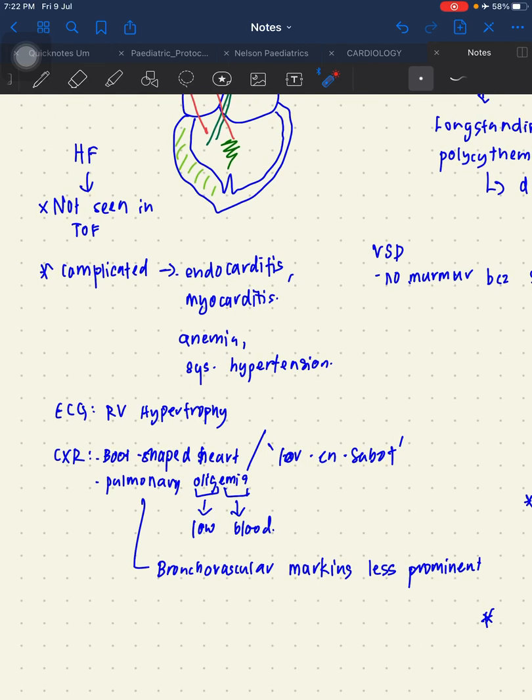There are a few investigations that should be done in tetralogy of Fallot. First is the chest X-ray. In the chest X-ray, we tend to see a boot-shaped heart due to the right ventricular hypertrophy, also called Coeur en Sabot. And the second feature is pulmonary oligemia.